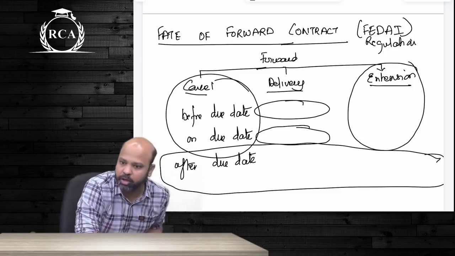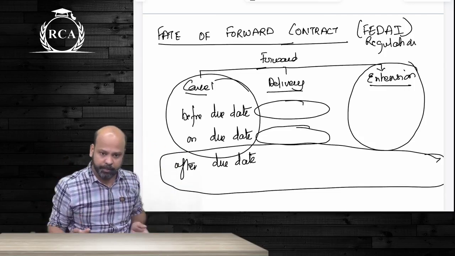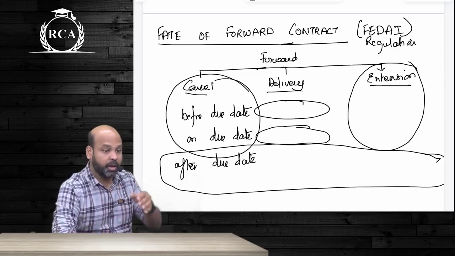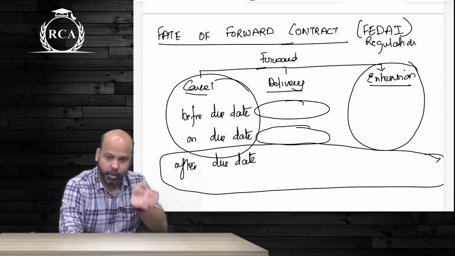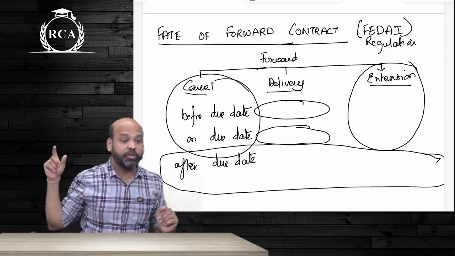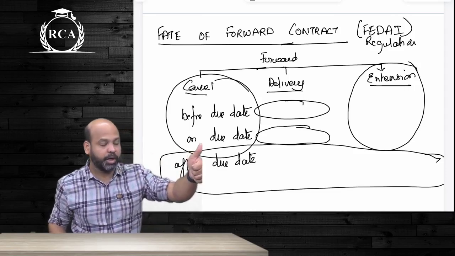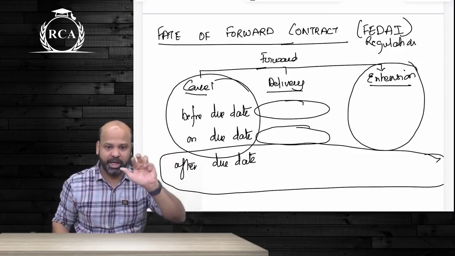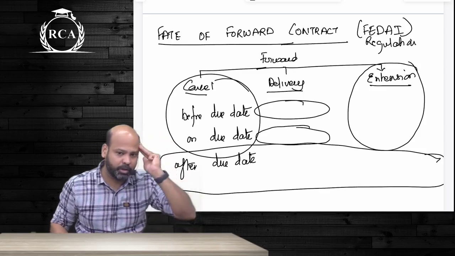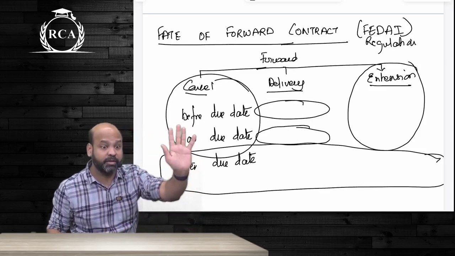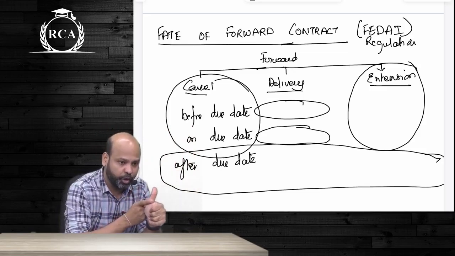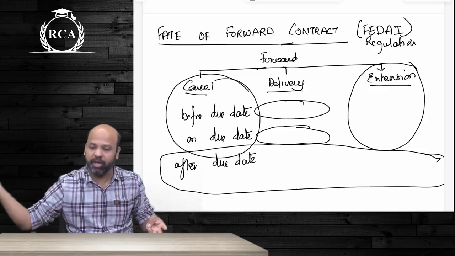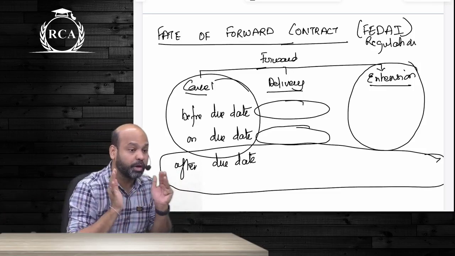Under fate of forward contract, I told you there are 9 cases possible. It can be cancellation, delivery, or extension, 3 cases, and for each of these, before the due date, on the due date, or after the due date. The cases you must remember separately are delivery before due date, and all three, delivery, extension and cancellation, after the due date. These 4 cases have different treatment. For the rest, your natural instinct will give you the right answer. You do not have to read that separately. I repeat: delivery before due date, and cancellation, delivery and extension after due date. These are the 4 cases you will have to remember separately.